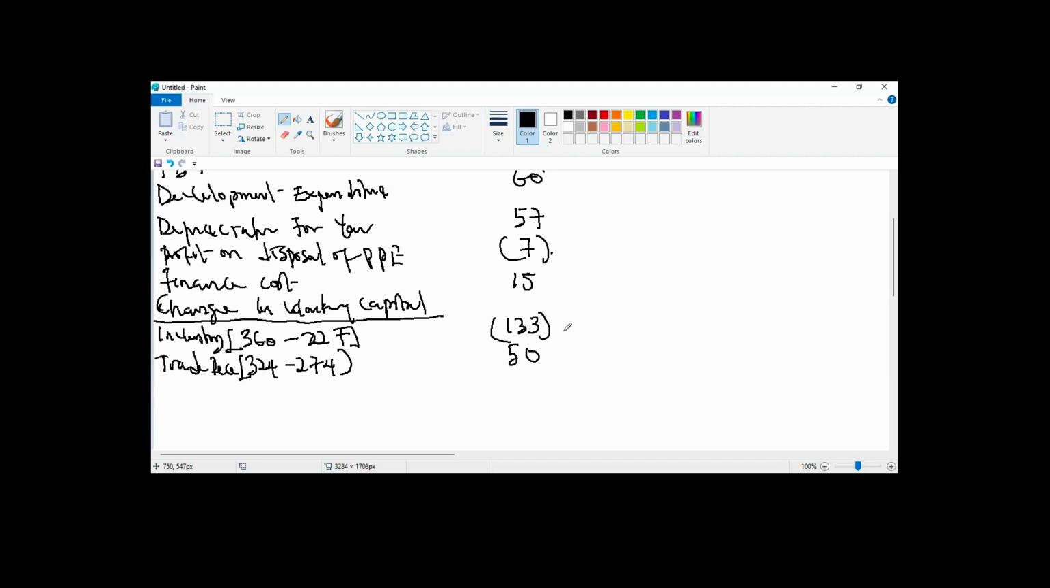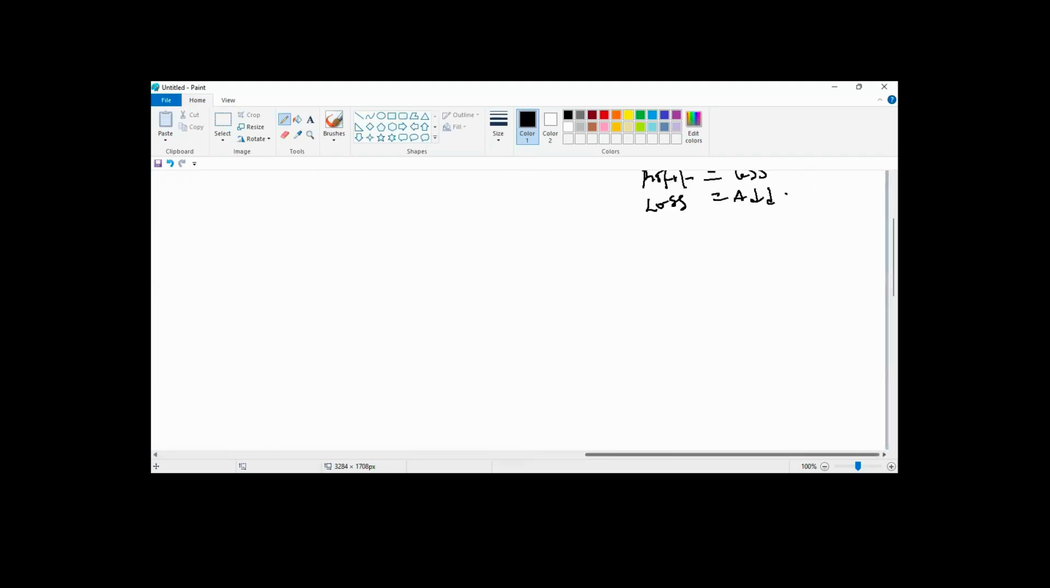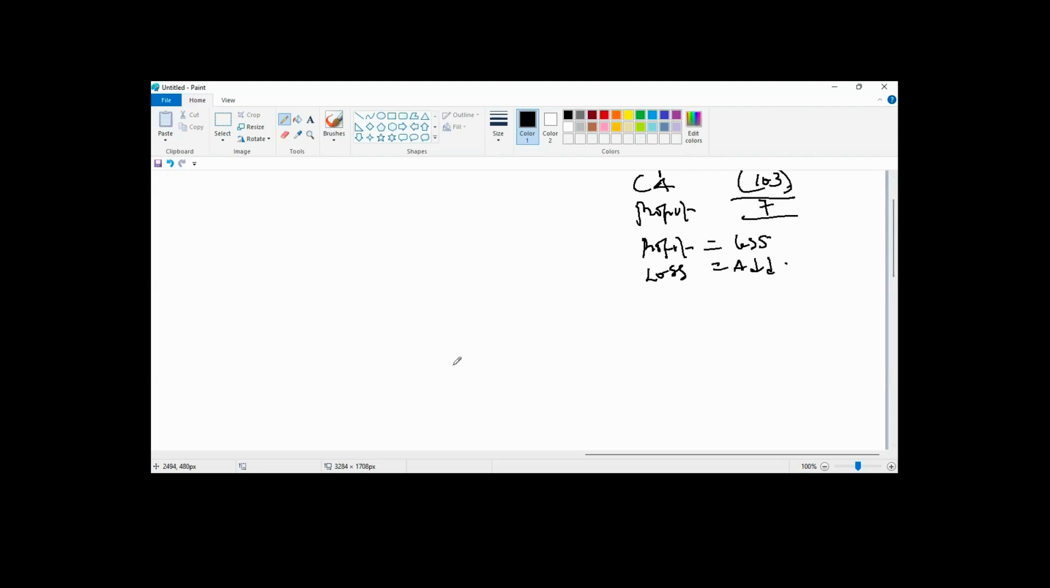Yes. What is the next thing? Under current assets, what is the next thing? Investment. Is it investment? Yes, yes, but let us look at it here. Cash and cash equivalents.